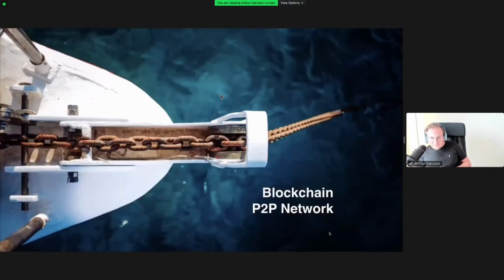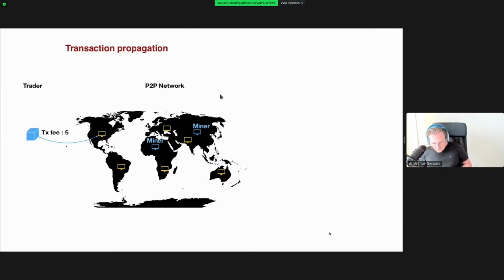So in order to understand high frequency trading in the decentralized peer-to-peer setting, we must look at the peer-to-peer network. In the transaction propagation of a peer-to-peer network, we have a trader who is typically creating a transaction, for example, with a transaction fee of 5. Let's assume this is some monetary value. He's willing to pay 5 as a transaction fee. This transaction is propagated across different nodes worldwide, and eventually it arrives at a miner. A miner is an entity that accumulates transactions and then writes them into the blockchain eventually.